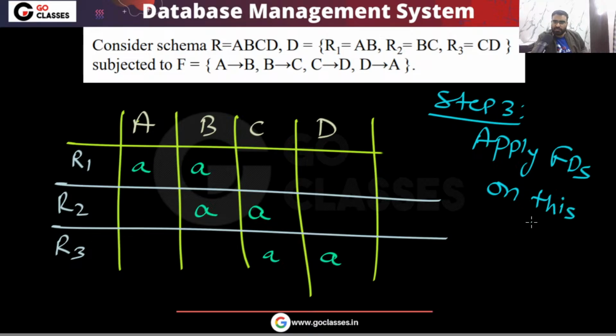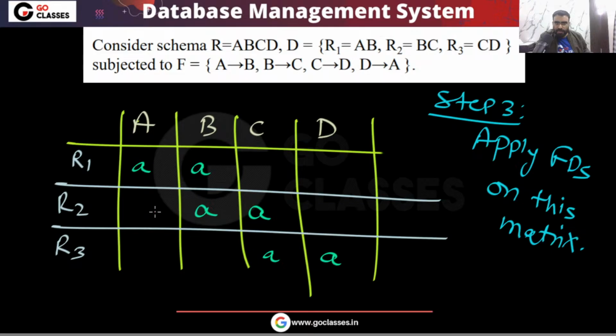On this matrix, what are we going to do? We are going to apply the functional dependencies. Let's see which functional dependency we can apply. You can see A determining B. Whenever 2 tuples have the same A value, they must have the same B value. But right now no 2 tuples have the same A value.